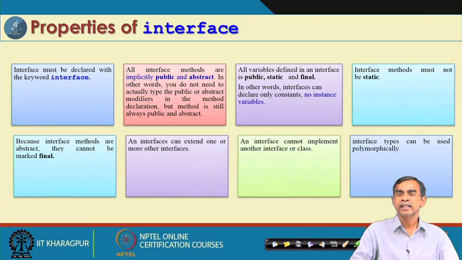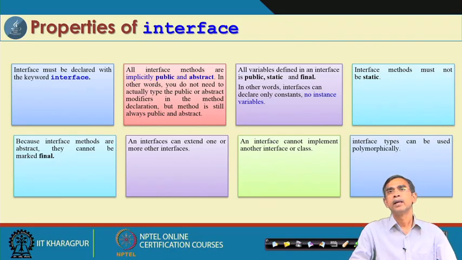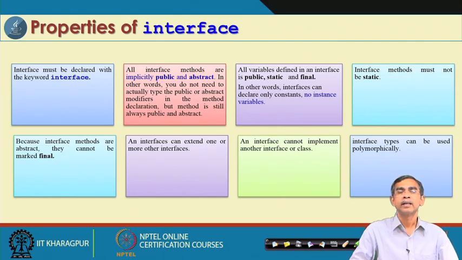This is obvious. This means that the variables in an interface should be treated as constants. No class or method in another class which implements an interface can change their values. And interface methods must not be static; no static method in an interface is allowed. And because interface methods are abstract, they cannot be marked final. You cannot do it, because they need to be implemented or defined in another class which implements the interface. So, they should not be final.